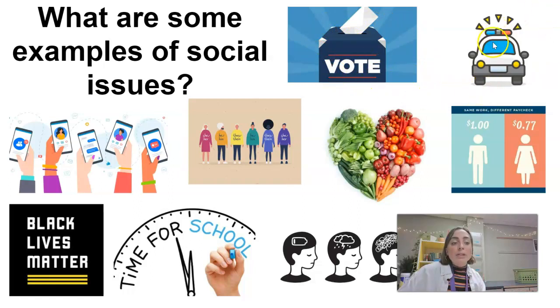You could also think about policing and how policing impacts different communities. You could think about the wage gap between men and women, that men make more money than women on average. Or maybe you even want to think about the time that we are in school. This year, remember, Cooper changed to a later start time. That was a big issue that a lot of people felt passionately about. So these are all examples of social issues.